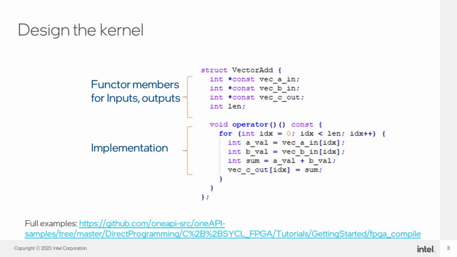In this example, we are implementing the IP as a functor. Input-output interfaces should be declared as functor members. The IP implementation should be done by implementing the bracket operator.